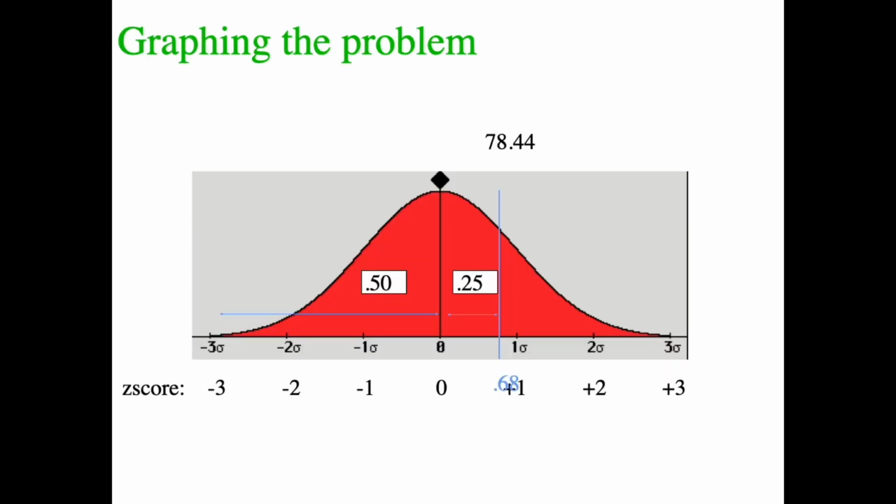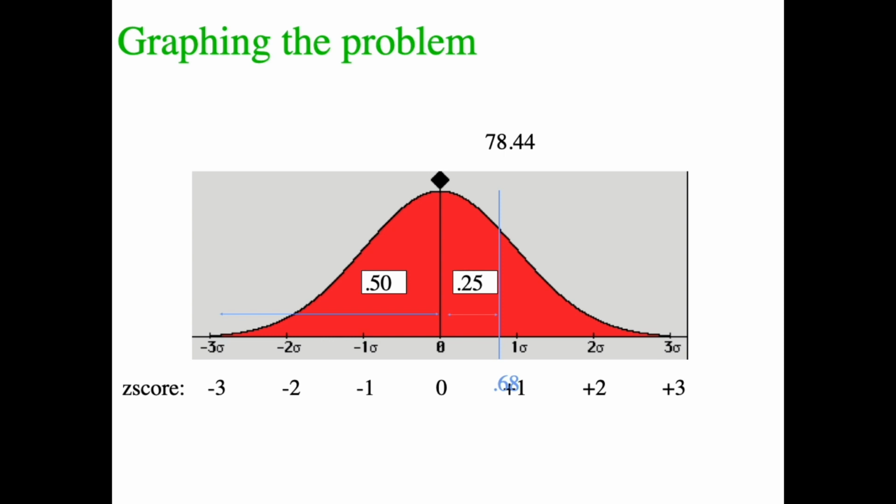And again, if I graph this problem, you can see there's where 78.44 is. It's above the mean, and it's the place where 0.75 of the entire distribution is below that point to the left. Okay? The little 0.68 I have down there at the bottom is the z-score that I computed. So that just gives you a flavor of some of the things you can do with a normal curve.